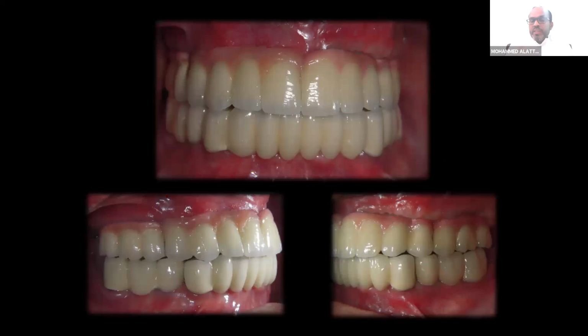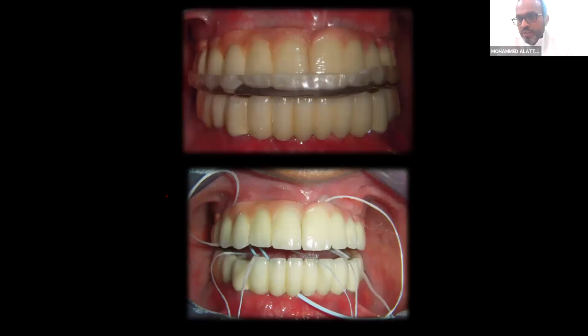And for any fixed full mouth case, whether natural teeth or implant supported, we should fabricate a flat appliance or night guard for the patient. And also we should show the patient how he can do his hygiene. Like here, in the maintenance visit, to have a good prognosis for the case, you should show the patient how he can clean and how he can approach removing all the collected food and also the plaque. In any case where you go with a fixed prosthesis, you should give the patient a good maintenance visit to have good results.